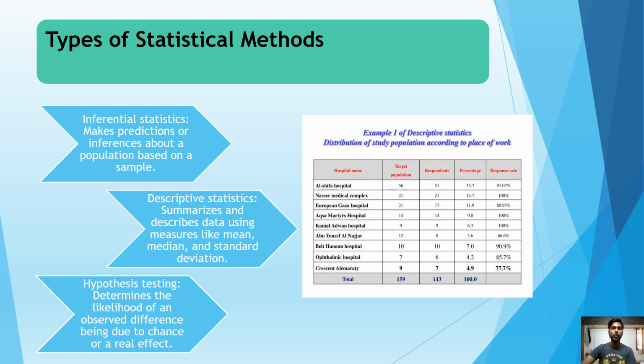Now we'll see the types of statistical methods. The first one is inferential statistics. Makes predictions or inferences about a population based on a sample. The next one is descriptive statistics. Summarizes and describes data using measures like mean, median and standard deviation. The third one is hypothesis testing. Determines the likelihood of an observed difference being due to chance or a real effect.